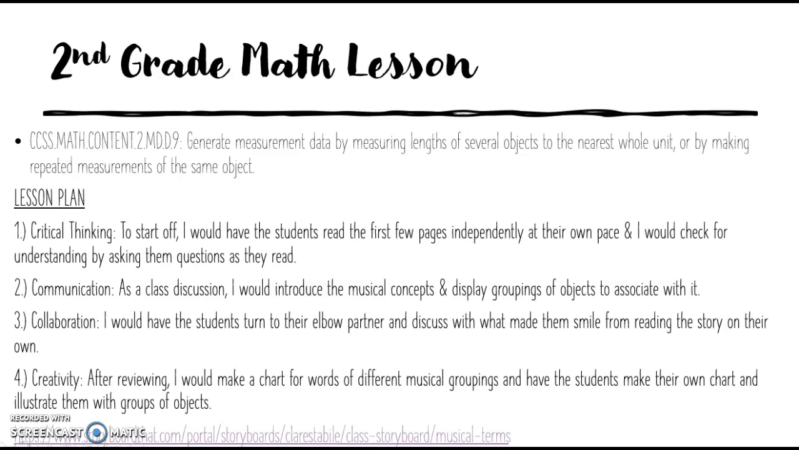I would also have a class discussion and introduce some musical terms, such as solo, duet, trio, quartet, quintet, etc., things like that. And I would show different groups of objects or shapes to represent the number of the musical terms. I would also have them make an anchor chart on Storyboard that lists words for musical groups and has other terms to allow them to understand it better.